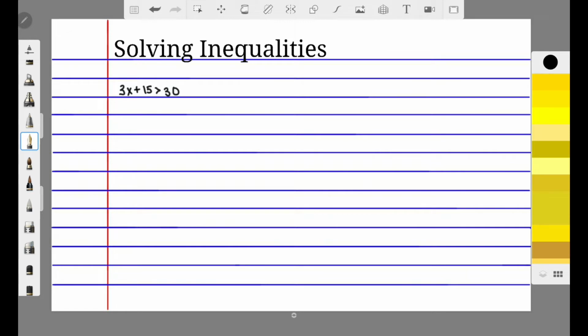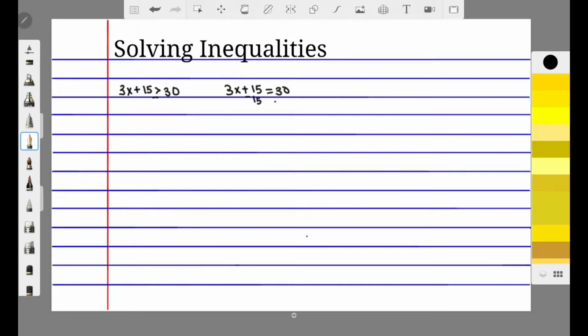Solving an inequality is very similar to solving an equation. So let's just ignore the inequality sign first and solve it how we would normally solve it, as if there was an equal sign right there.